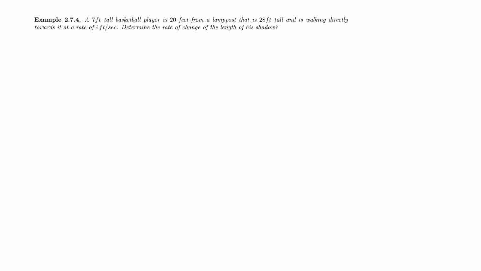All right, so we're going to read the problem. A 7-foot tall basketball player is 20 feet from a lamppost that is 28 feet tall and is walking directly toward it at a rate of 4 feet per second. Determine the rate of change of the length of his shadow. The first time you see one of these, it requires someone telling you how to set it up. After you've seen it set up once, it becomes a lot easier.